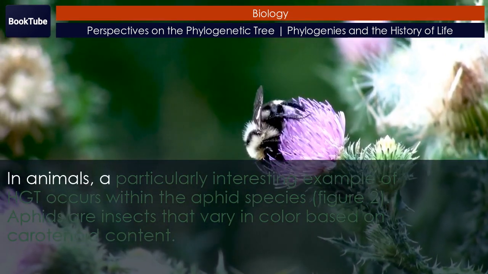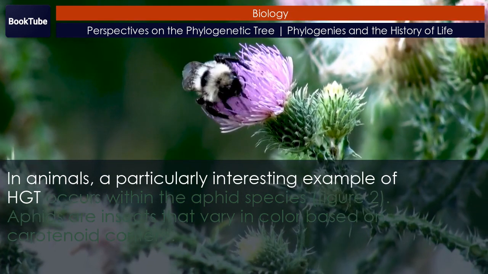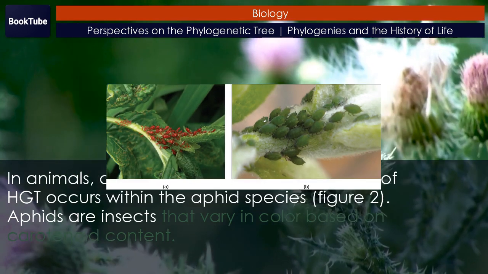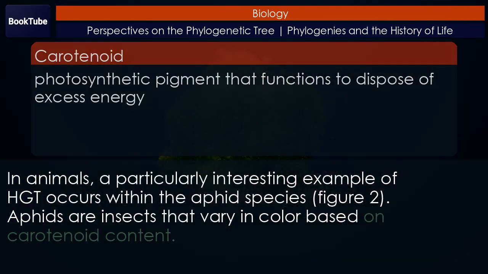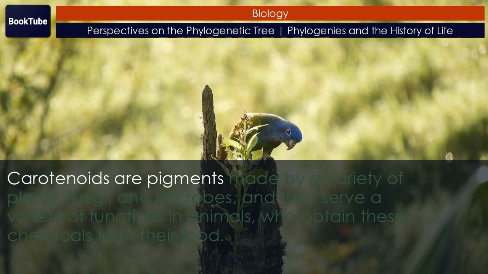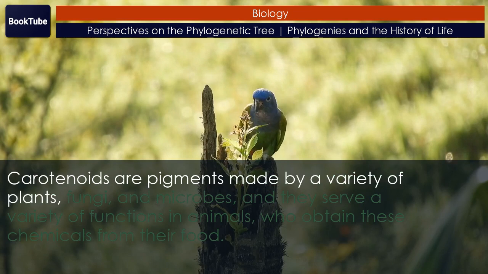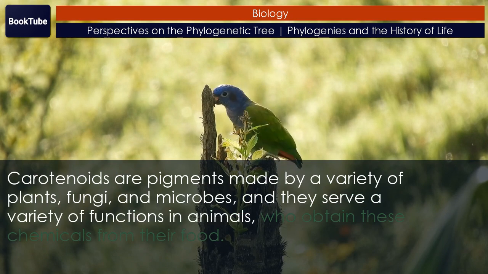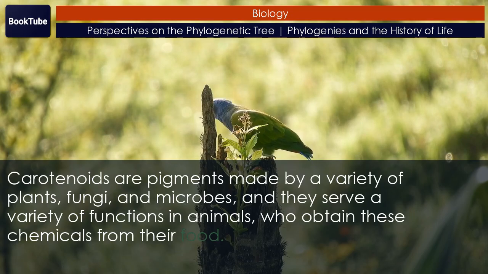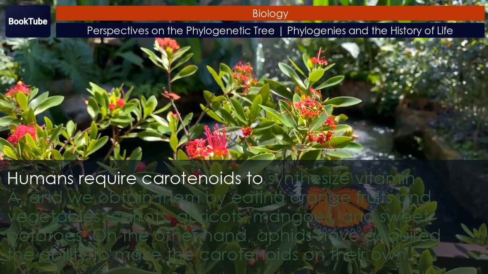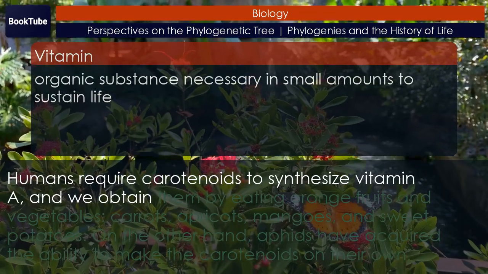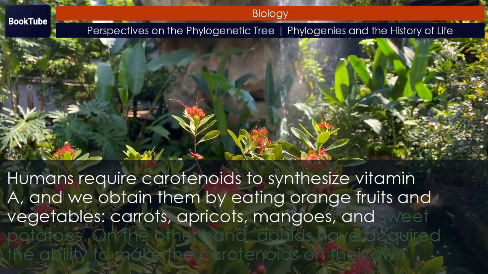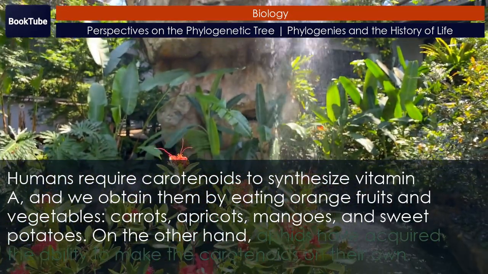In animals, a particularly interesting example of HGT occurs within the aphid species. Figure 2. Aphids are insects that vary in color based on carotenoid content. Carotenoids are pigments made by a variety of plants, fungi, and microbes, and they serve a variety of functions in animals, who obtain these chemicals from their food. Humans require carotenoids to synthesize vitamin A, and we obtain them by eating orange fruits and vegetables: carrots, apricots, mangoes, and sweet potatoes.